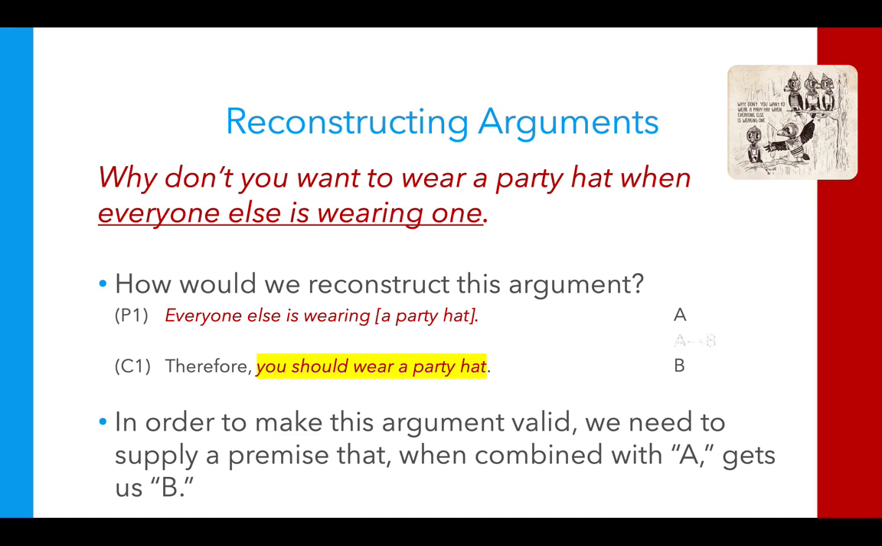What would that be? A arrow B. That's the premise that we're missing. That's the premise we need to make a valid argument with the form modus ponens. So let's fill that in.